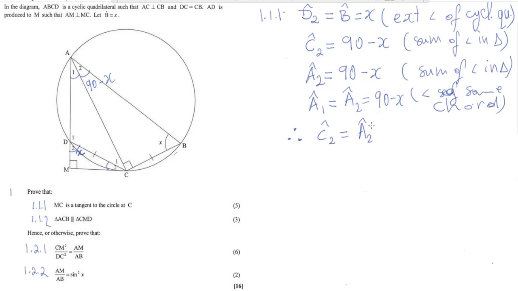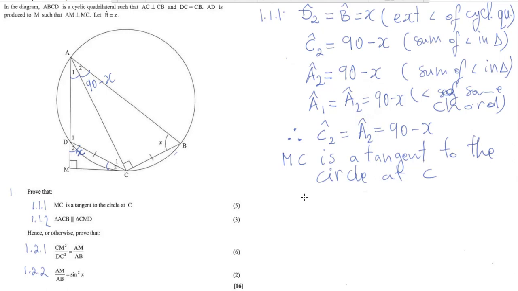Okay. So we say that MC is a tangent to the circle at C, so both of them are 90 minus X. Alright, so now next question, we need to prove that the triangles are similar.